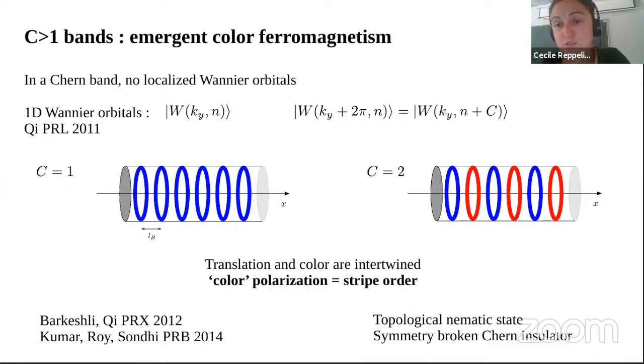In any case, you do need interactions in order to polarize the system into one of the two colors. So you have all these types of symmetry breaking that take place at the same time.